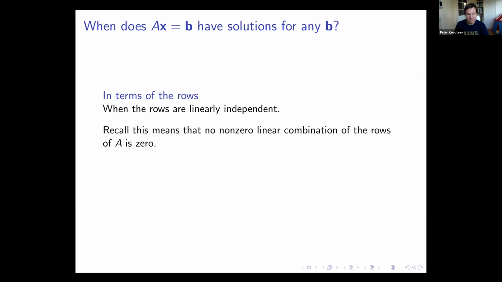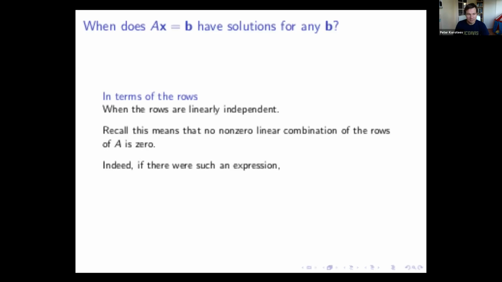So that also means that there is no non-zero linear combination of the rows of A which is equal to 0. That's the definition of linear independence. So the fact that Ax equals b can be thought of as the condition that b is a linear combination of columns from matrix A.